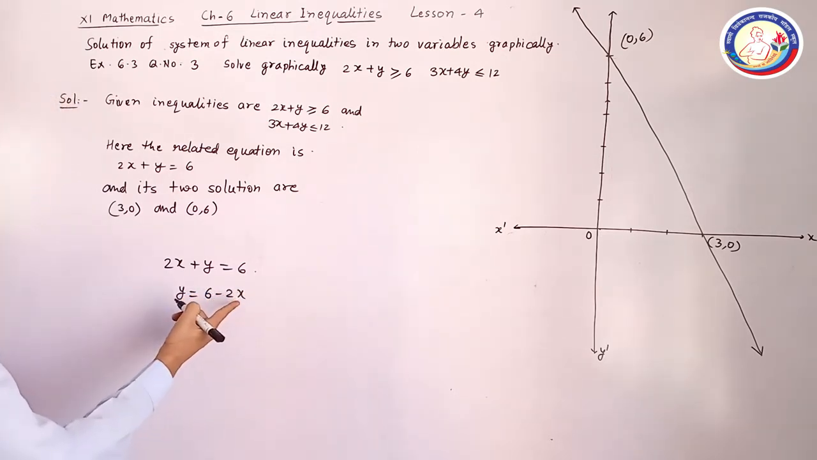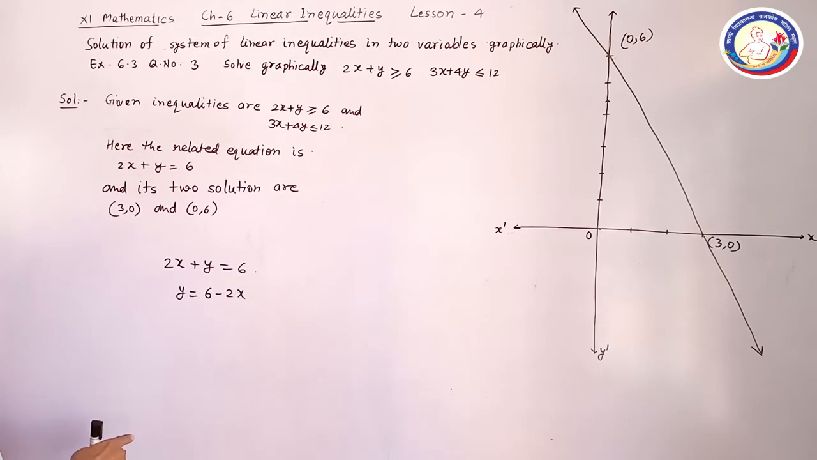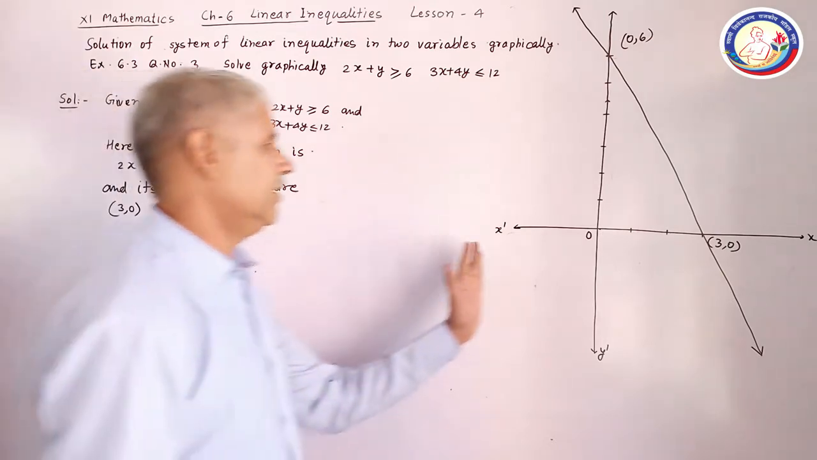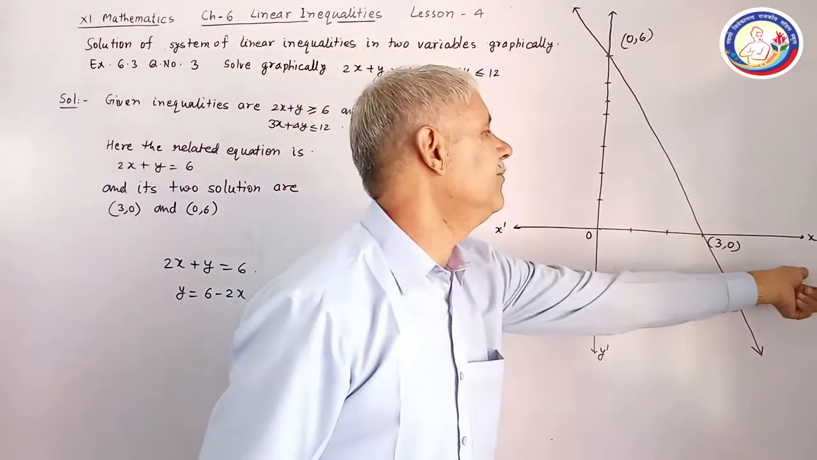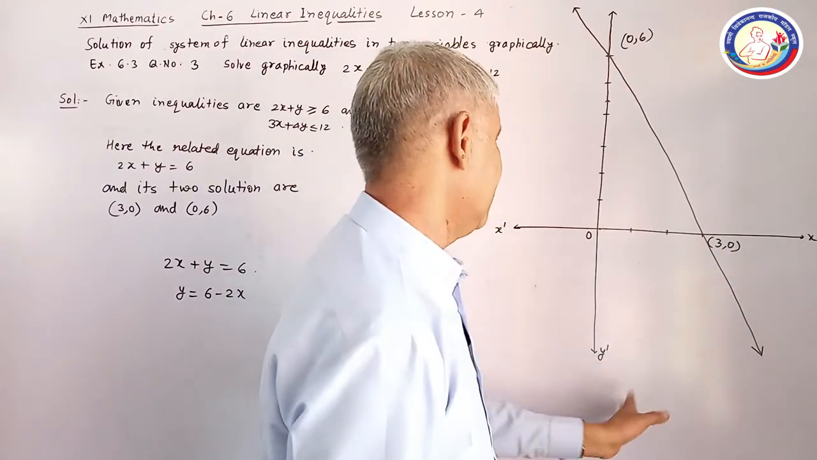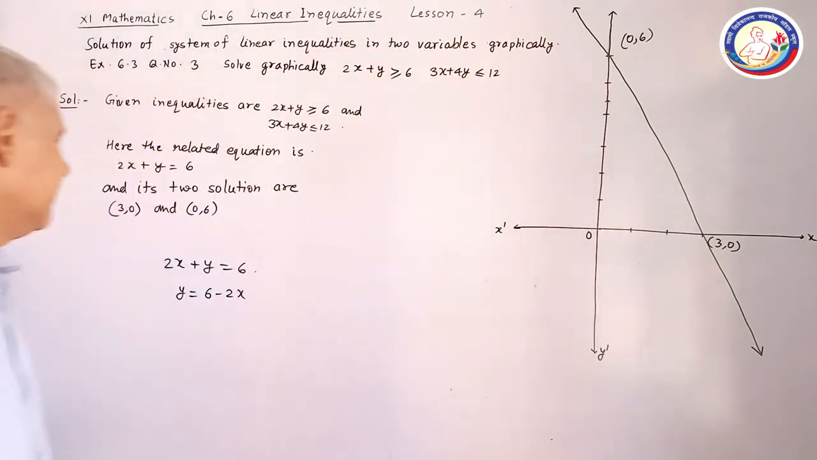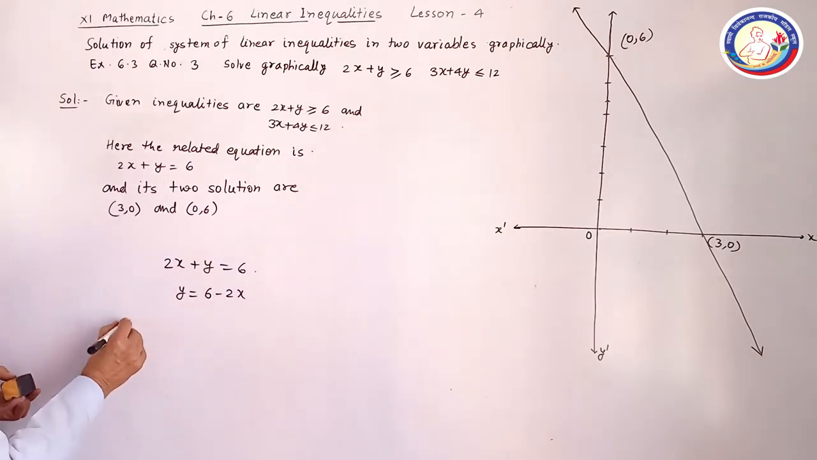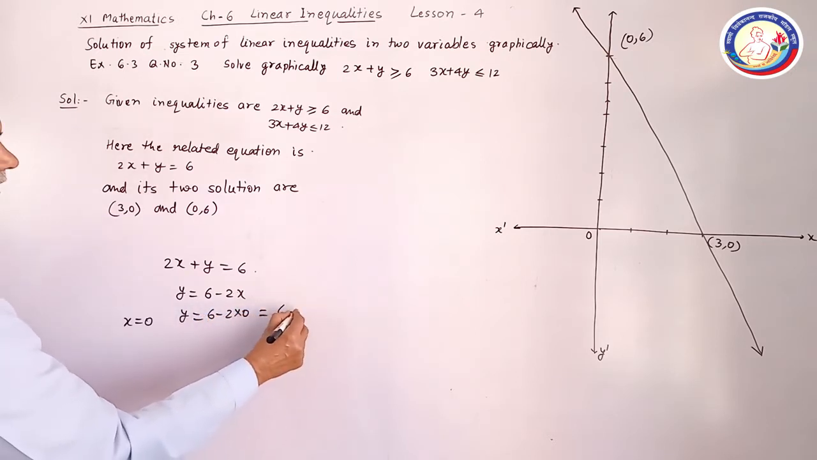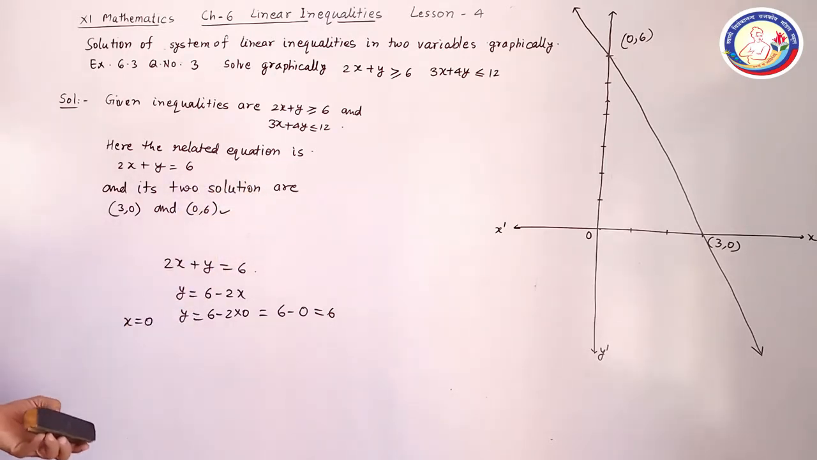Now take values of x as 0, 1, 2, 3, 4, 5 or minus 1, 2, 3, 4, 5, which can easily be plotted on graph paper, because our standard graph paper is 16 centimeters along the horizontal side, and on the vertical side it may contain 20 to 22 centimeters. So we must keep that in mind. Now put x equal to 0. So y will be 6 minus 2 into 0, that is 6 minus 0, that is 6. So (0, 6) is our solution, which we have already considered here.